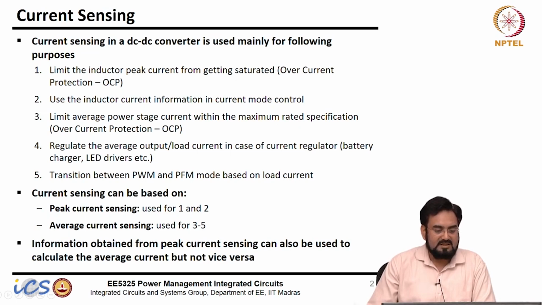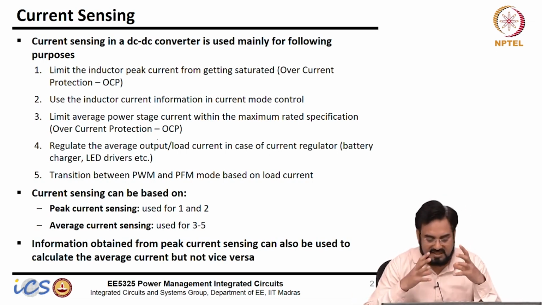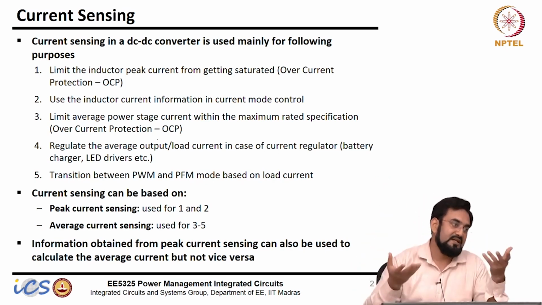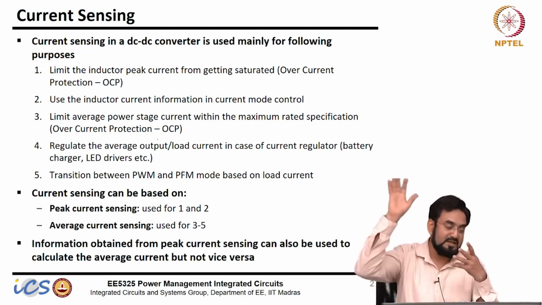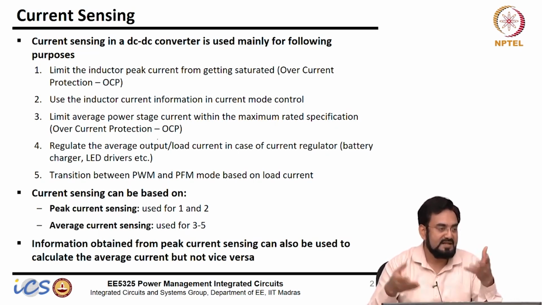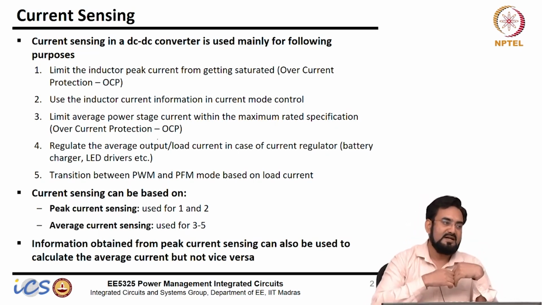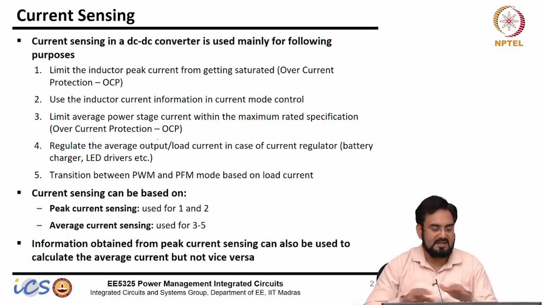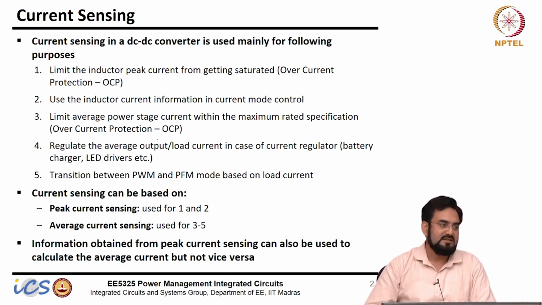So limit average power stage current within the maximum rated specification. One thing you need to remember: if you have sized your MOSFET for a certain average current, then the peak current it can carry is much higher. It may be more than 2x actually. It depends on for how long. If you have designed for, let's say, 1 amp, maybe a transient current it can support is 2 amp or so. Most of the time it is the average current which may break your transistor.